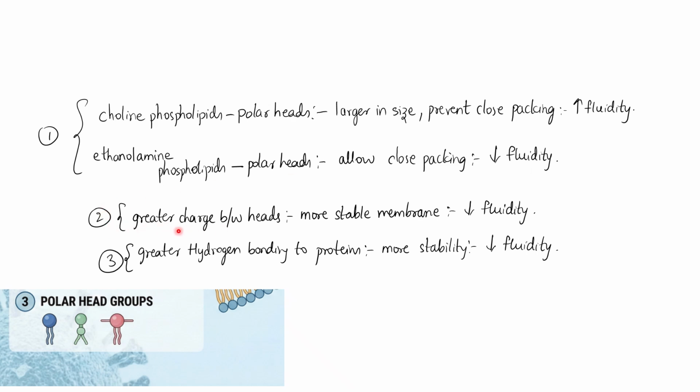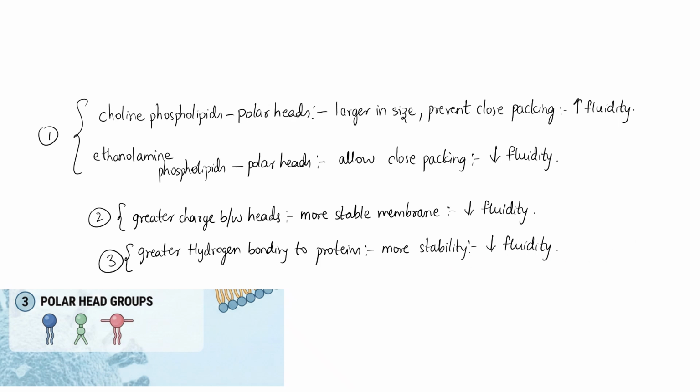Then coming to the next factor, that is the charge. If there is greater charge between the heads, we already know the phospholipid heads are polar because of the phosphate. If the higher charge is present, the membrane becomes more stable. More stable membrane means less movement, so less fluidity. And finally, hydrogen bonding. You already know that between this lipid layer, the proteins are embedded or anchored. If that is strongly bonded, there will be more stability to the membrane and there will be less fluidity.